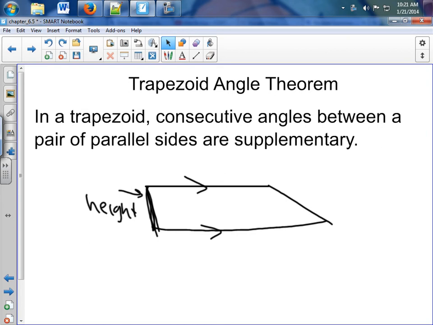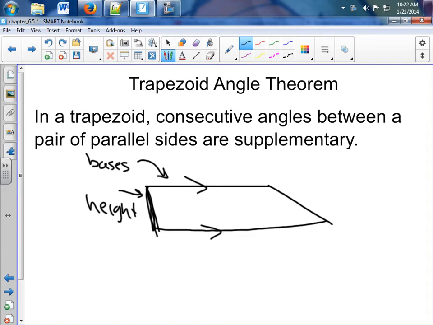Okay, trapezoid angle theorem. My sad trapezoid, this is the height. A trapezoid has two bases. A base here. I better make that singular then. And a base here. Okay? It does not matter. It's a base, because I can flip this upside down. It's still a trapezoid. Okay?